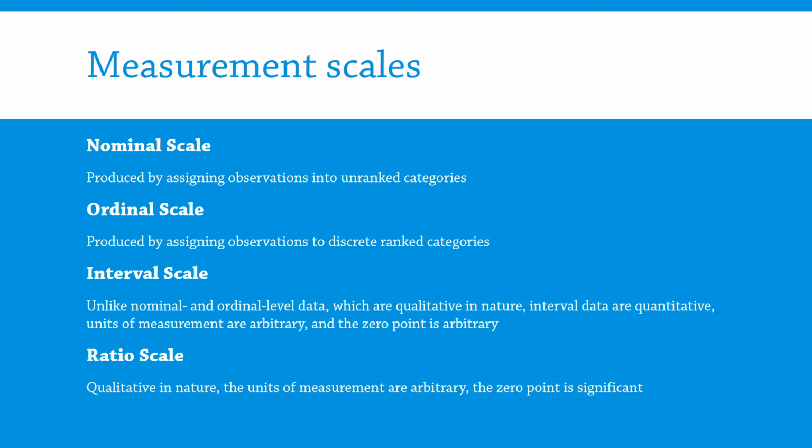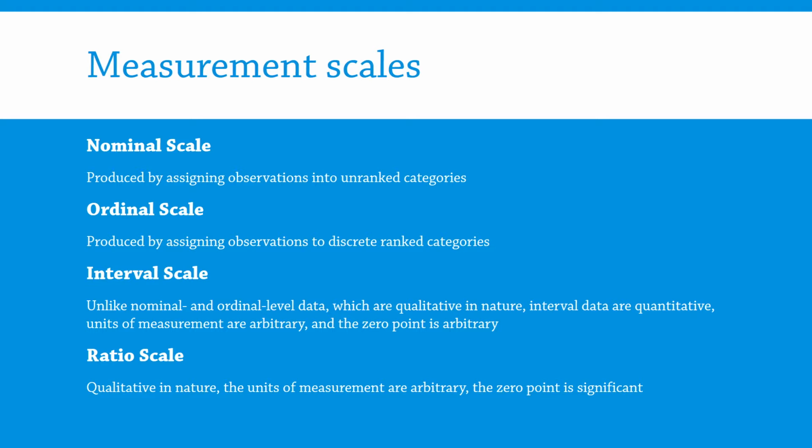assigning where something goes. Then there are ordinal scales, produced by assigning observations to discrete ranked categories, like prime farmland versus regular farmland, so there's a significance in terms of the rank. Some classes are better than others. Then you have interval scale. Unlike nominal and ordinal, these are quantitative in nature. Intervals are quantitative units of measurement and are arbitrary, and the 0 point is arbitrary.